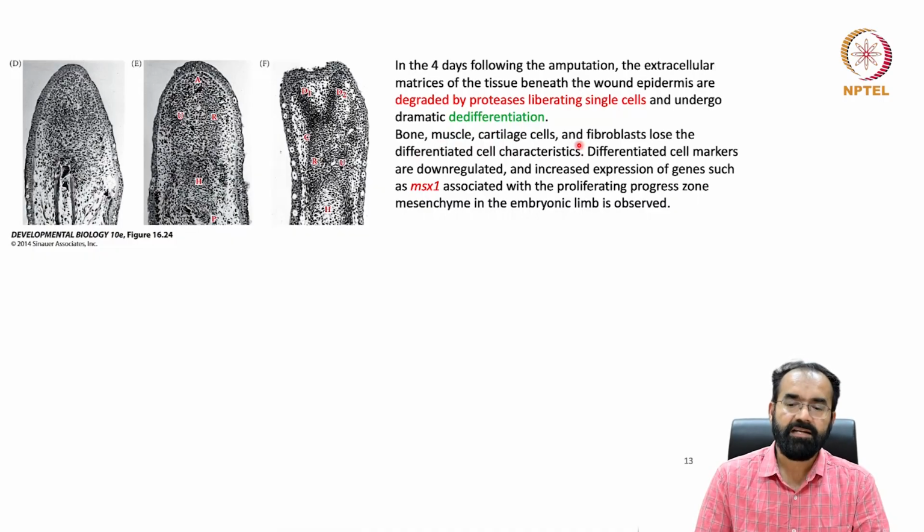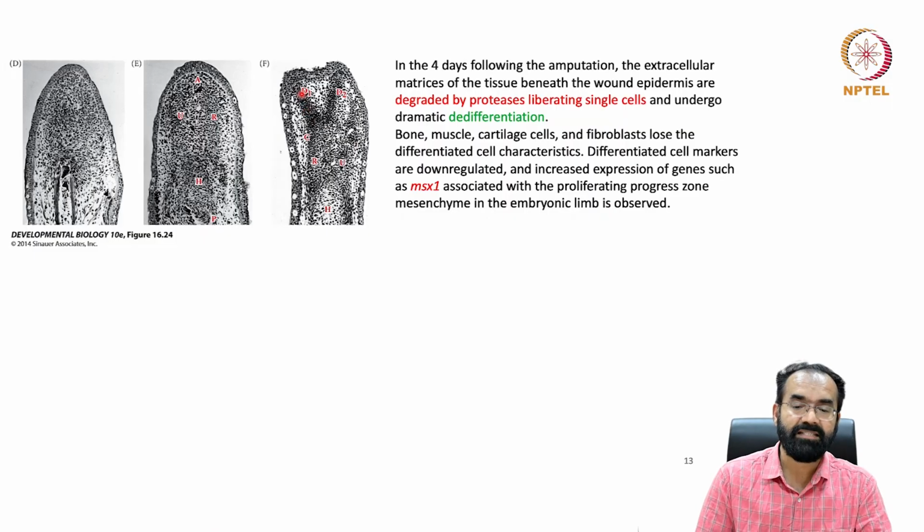Bone, muscle, cartilage cells and fibroblasts lose the differentiated cell characteristics. Differentiated cell markers are downregulated and there is increased expression of genes such as MSX1, associated with the proliferating progress zone seen in mesenchyme in the embryonic limb. So MSX1 is a marker of blastema, and increased expression of MSX1 is seen associated with the proliferating process, that is nothing but blastema.